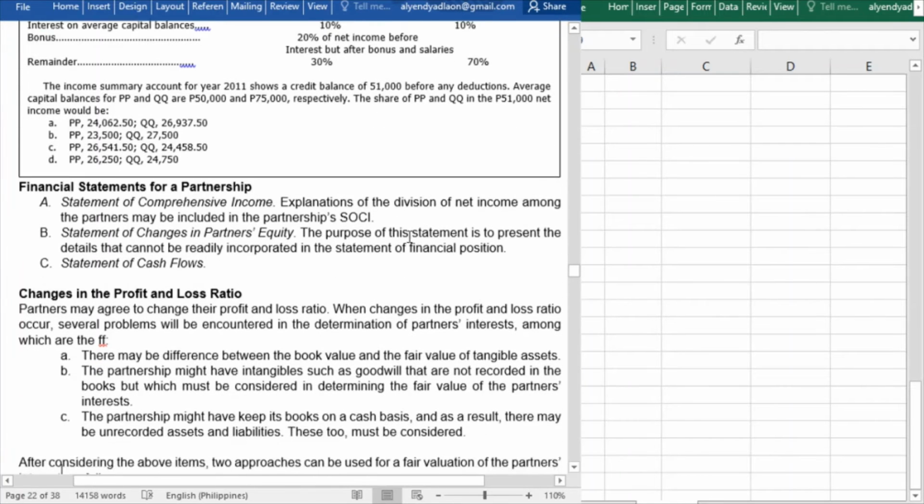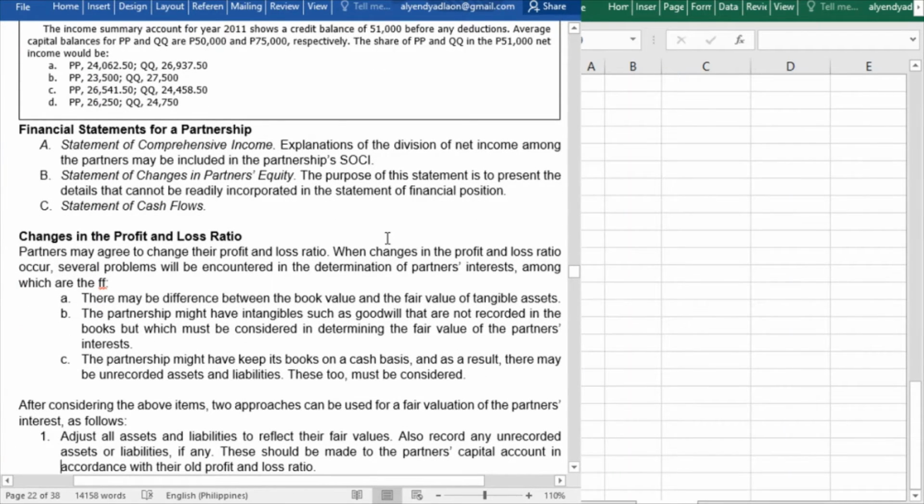Now, changes in the profit and loss ratio. Partners may agree to change their profit and loss ratio. When changes in the profit and loss ratio occur, several problems will be encountered in the determination of partners' interest, among which are the following. There may be a difference between the book value and the fair value of tangible assets. The partnership might have intangibles such as goodwill that are not recorded in the books but which must be considered in determining the fair value of the partner's interest.